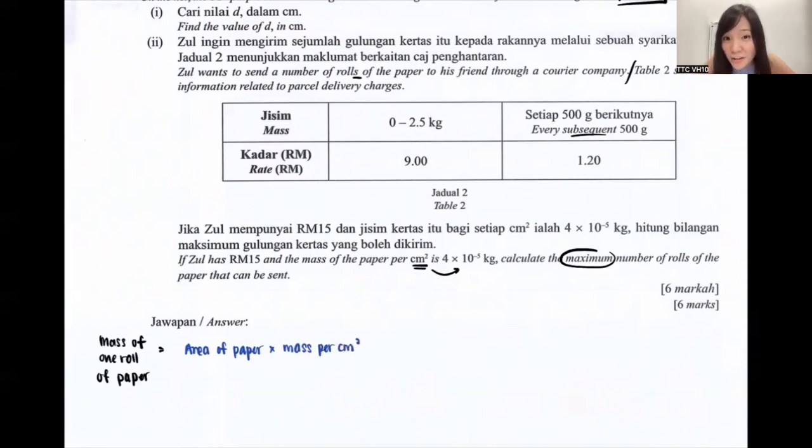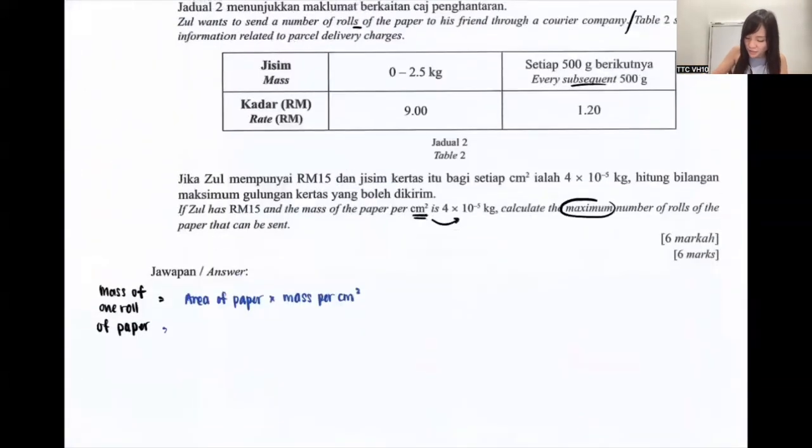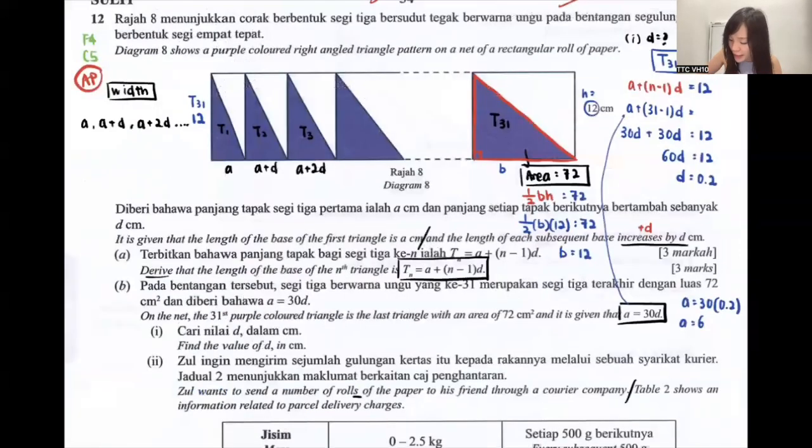So how do you find the area of the paper? Don't tell me right angle triangle. No, the right angle triangle is the pattern. You are a paper, and on top of the paper there is a purple right angle triangle shape, but the paper is rectangular. So for a rectangle, the area is height times base, and then times the mass, 4 times 10 power negative 5. Height is 12, correct? But the base is the problem.